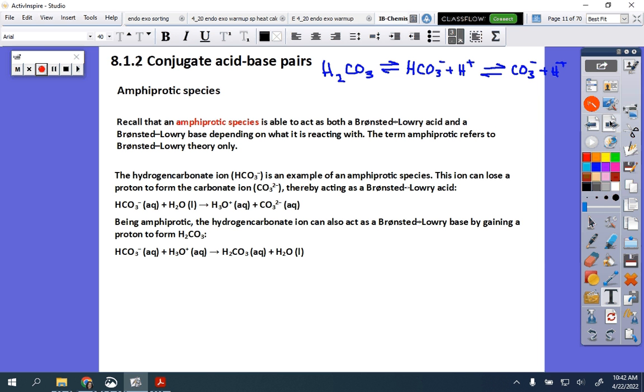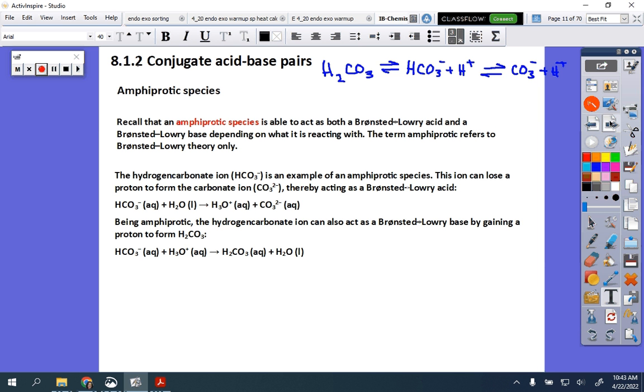Amphi, like amphibian, can be both in the water and on land. Amphiprotic means it can give a proton or it can receive a proton, depending on the context. And this is only a thing in the Bronsted-Lowry acid-base theory. It's not really a thing in the Arrhenius theory or in the Lewis theory, but Bronsted-Lowry is the theory that we focus on in this class, so in this unit. So you need to know that word, amphiprotic.